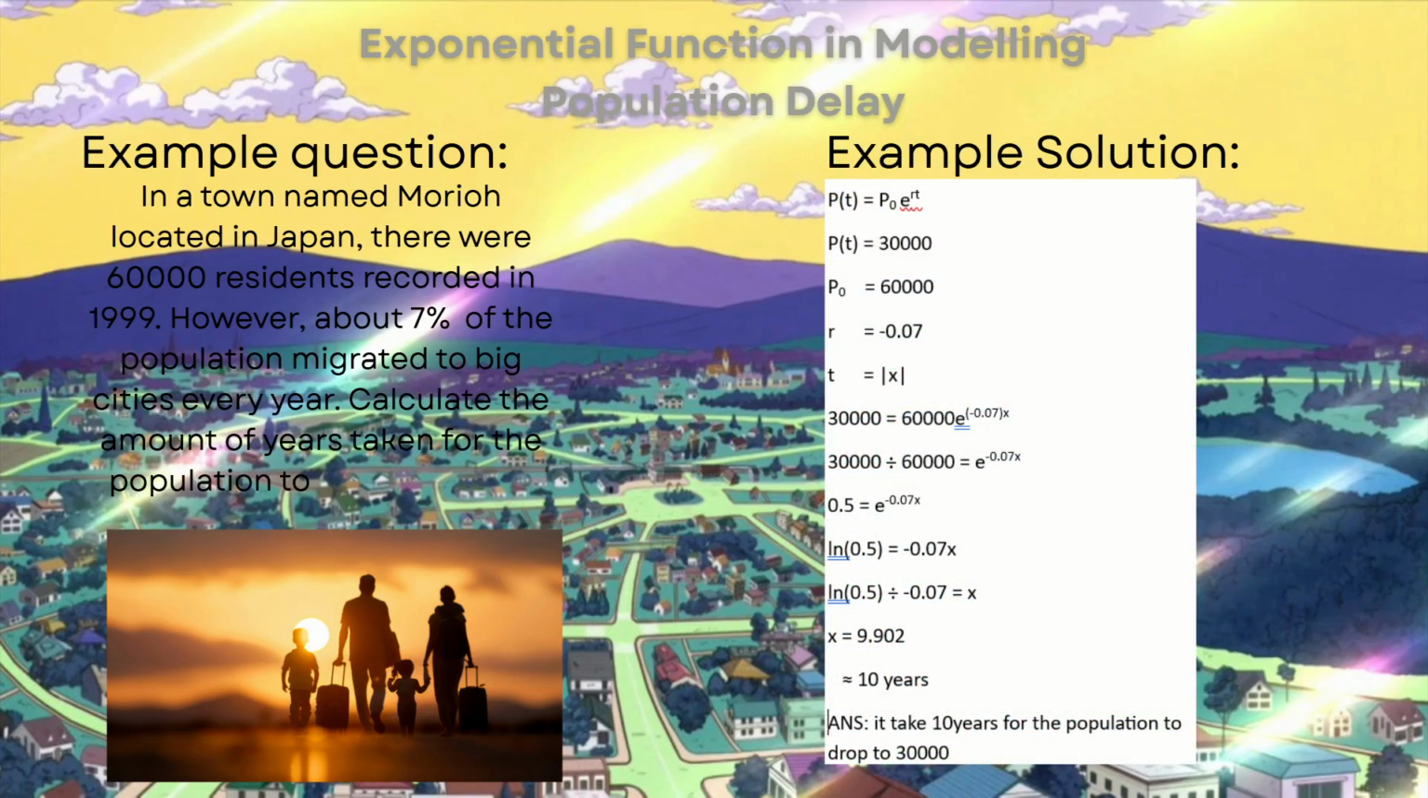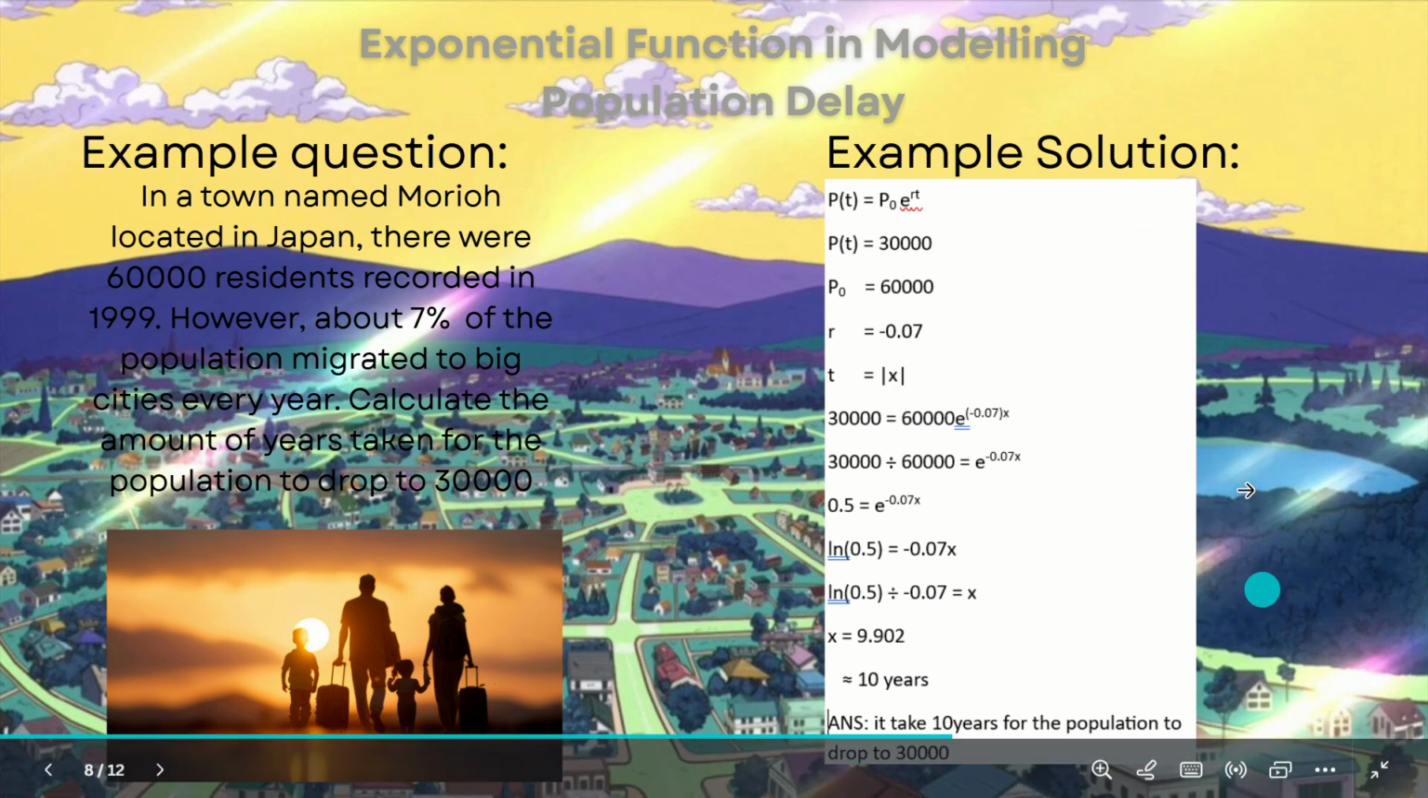Here, things come a bit different as we talk about population decline right now. So the question is, in a town named Moria located in Japan, there were 60,000 residents recorded in 1999. However, about 7% of the population migrated to big cities every year. Calculate the number of years taken for the population to drop to 30,000.